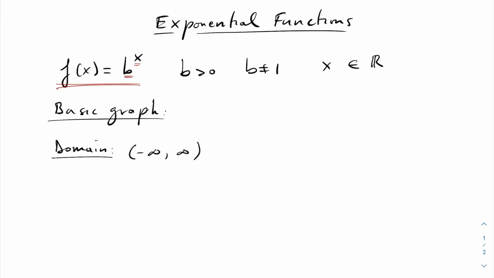There is no number that you can put in that would cause trouble, like you've observed before with root functions and rational functions. And in this case, our basic points are going to be the point with coordinates 0, 1, because if you plug in 0 for x into your exponential function, you're going to get b to the power of 0.